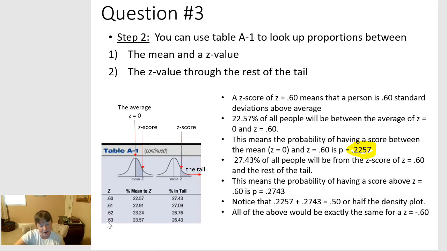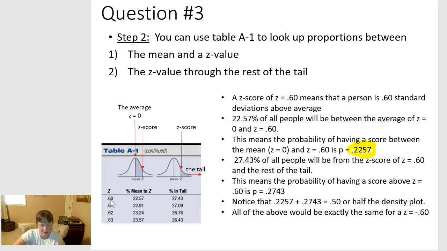Similarly, if we look at the z-score here of 0.63, I know that 23.57% of the people will be between the average of 0 and 0.63. So there will be a probability of 0.2357, just move the decimal place over 2 times, of being between the average of 0 and the z-score of 0.63. This last column here is called the percent in tail column.